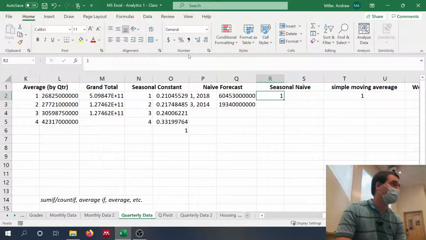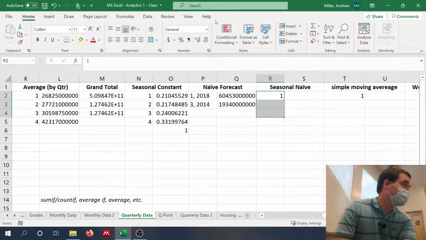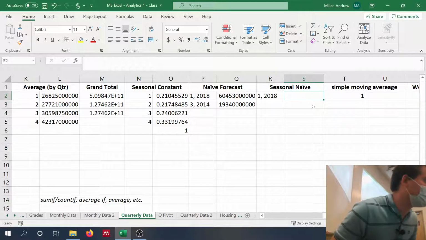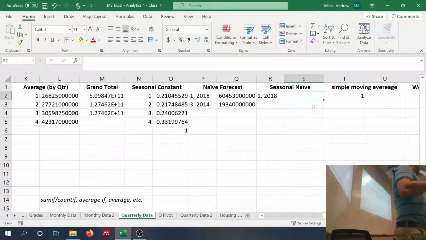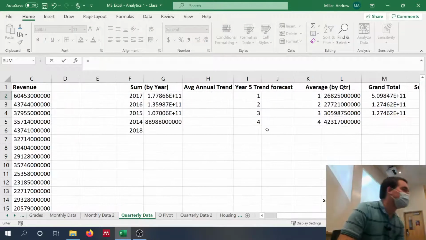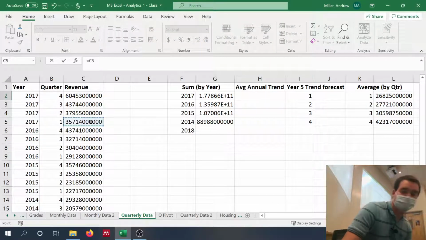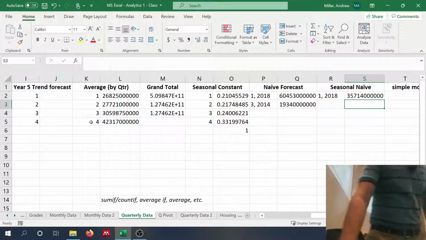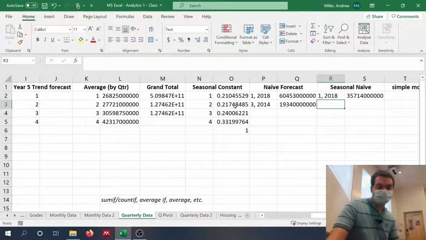Seasonal naive forecast for quarter 1, 2018. Let me get this shifted over to text so we can put the year. What are we going to use for this? Which value? That's exactly correct. We're just going to go over to our data, quarter 1, 2017. So pass that down, please. Thank you.